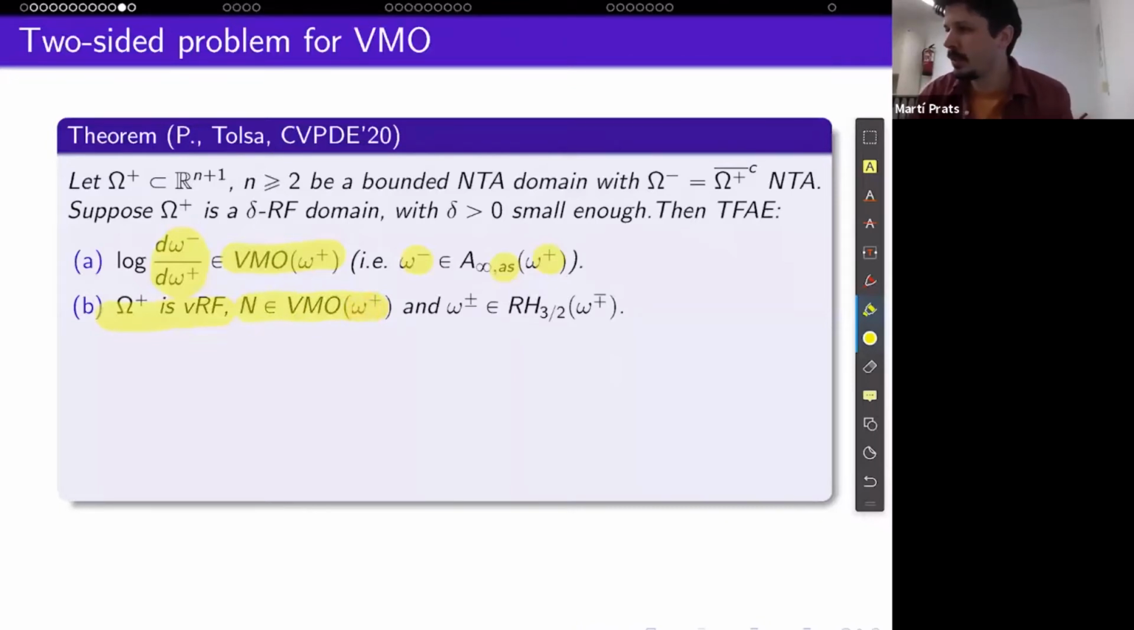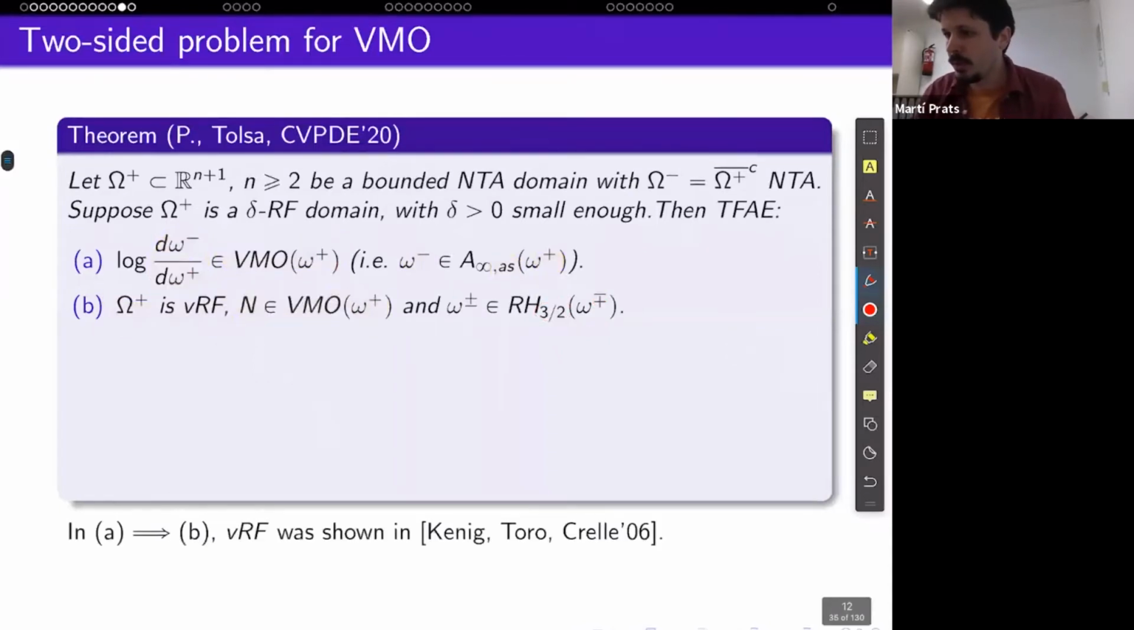The difference from the previous theorem is what we put inside here. And then we need an extra condition that is the following: the harmonic measure omega plus is in the reverse Hölder class of exponent 3/2 of omega minus, whatever. You can ask one of the conditions, so you can ask omega plus with respect to omega minus, you can ask omega minus with respect to omega plus, or you can ask both. All of them are equivalent, as long as you have all the stuff here.